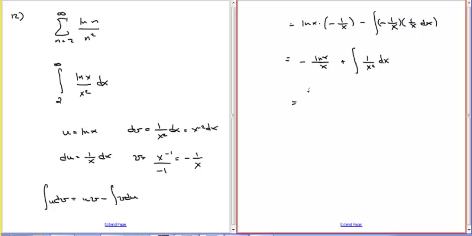Well, I just did that, right? It's negative 1 over x. So I'll get negative the natural log of x over x, and when I integrate this, I get negative 1 over x. And I can put my limits in now. Actually, what I'll do is that's the indefinite integral.